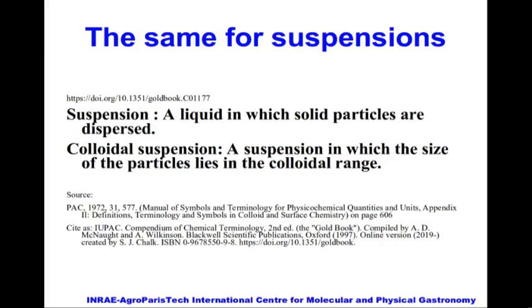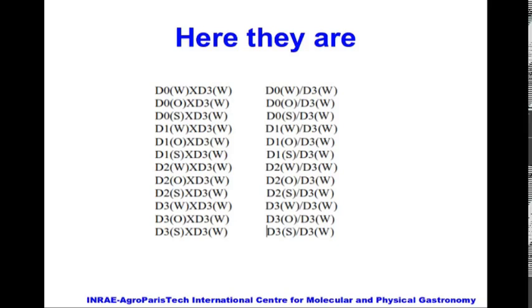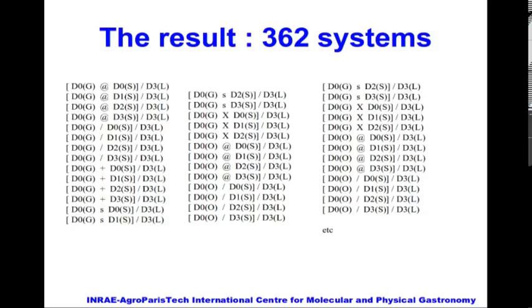For suspension, the same kind of story. Suspension, you remember, they are solids dispersed into liquid. You make a small program, and you calculate the simple suspension. Here they are. Now, you can make more complex suspension with two phases dispersed into the liquid, so the same kind of software. And now, the result, I'm giving only the beginning of the result because there are 362 systems. Why only 362? I don't know. This is the beginning of a story.